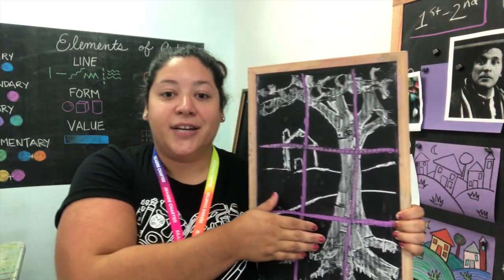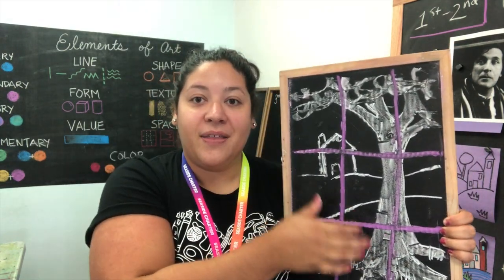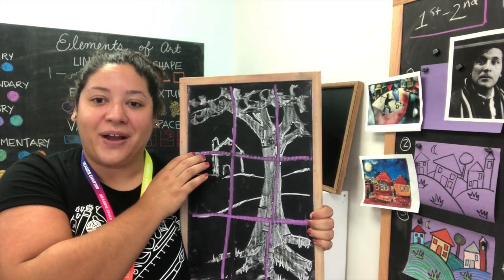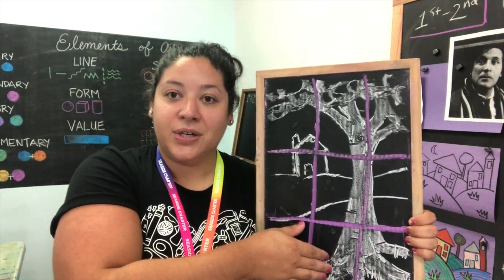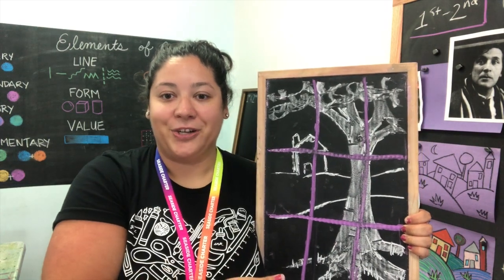In the foreground is a tree, and the tree is bigger than the house that we see in the background. And that is to show it is closer in space to the person looking at the picture.